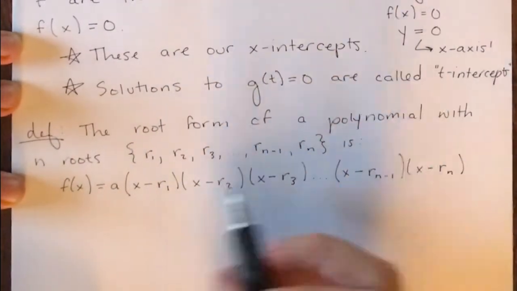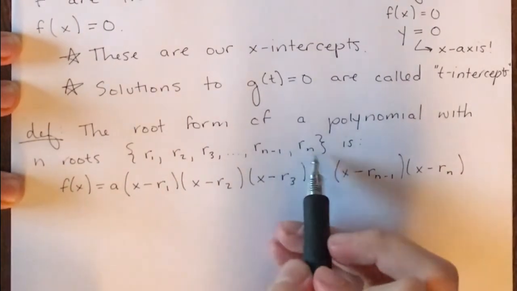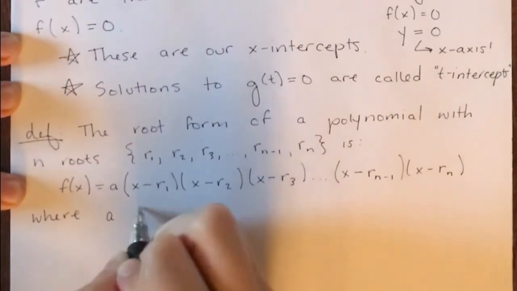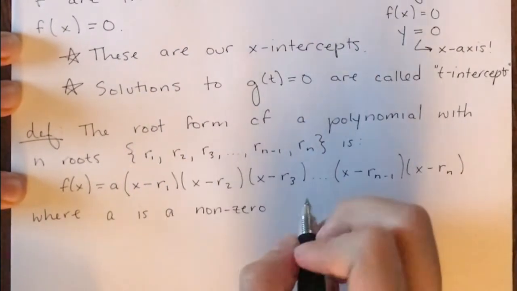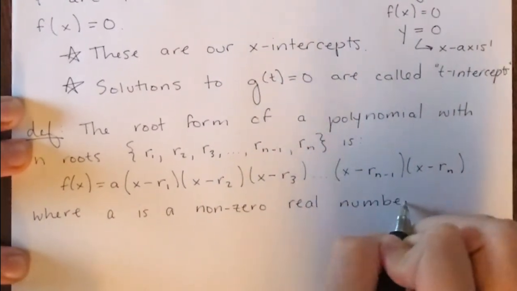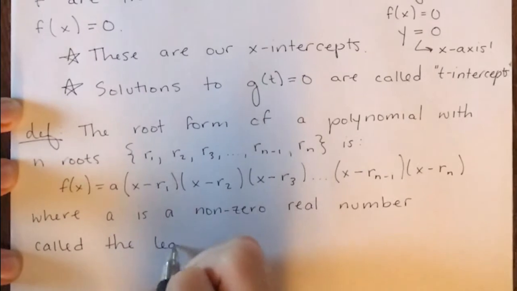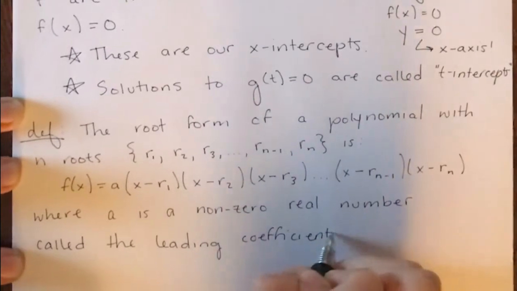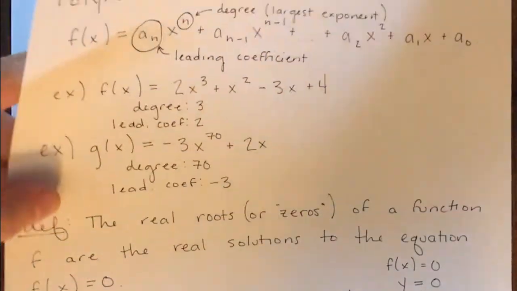So this has one of these parentheses units for every root, where a is a non-zero real number called the leading coefficient. Okay, so let's look at root form and how it relates to standard form of a polynomial.